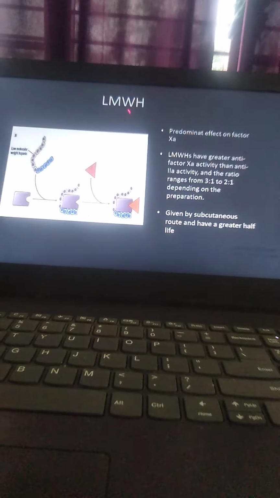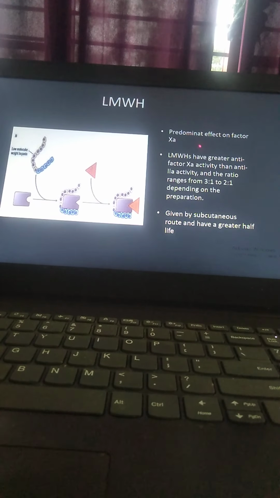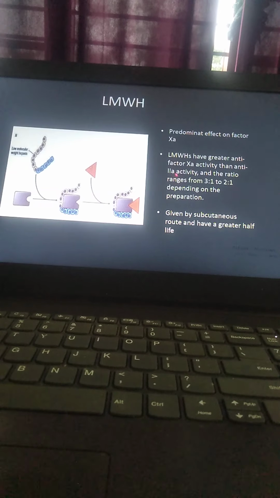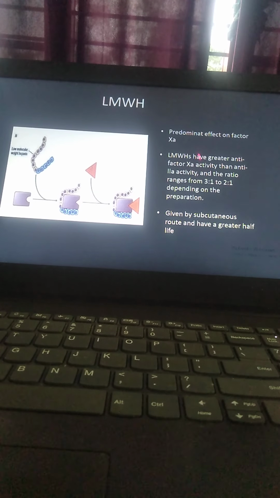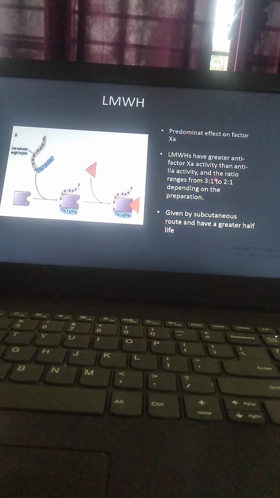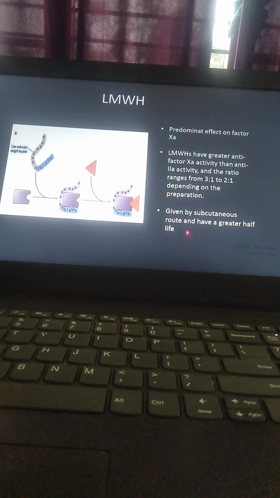Now, low molecular weight heparin. Predominant effect is on 10A. Low molecular weight heparins have greater anti-factor 10A activity than anti-factor 2A. So it is more pronounced on the 10A. And the ratio ranges from 3:1 to 2:1, depending on the preparation. Given by subcutaneous route and have a greater half-life. So you have to remember low molecular weight, that I have already told.